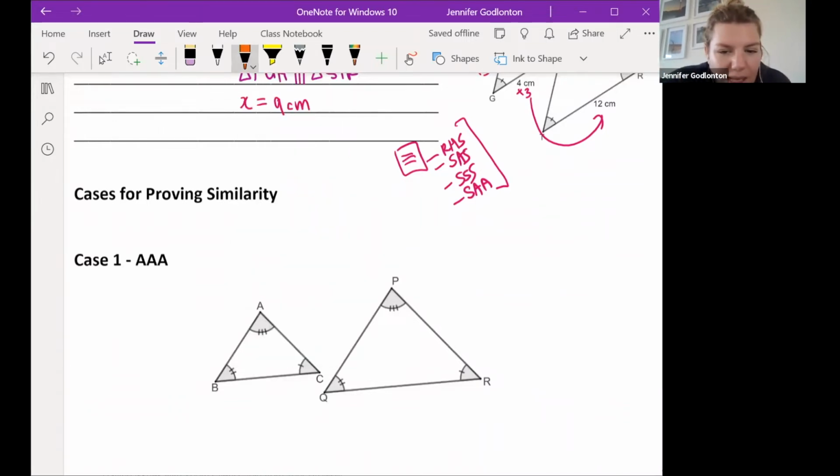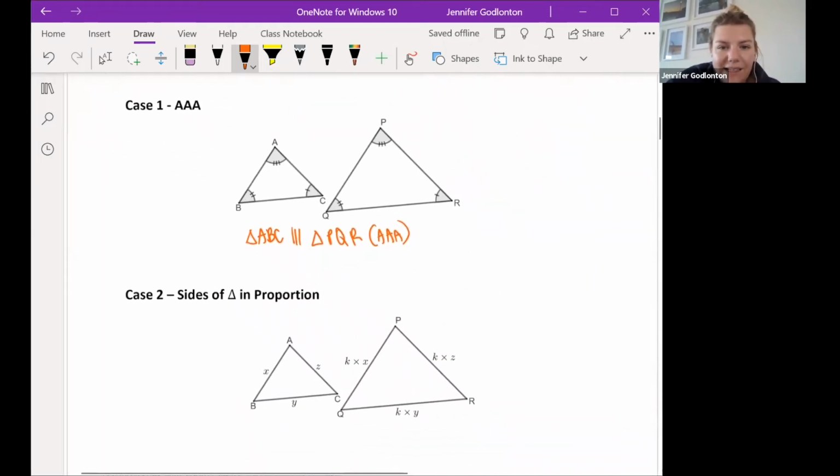Okay, so we've got A, B, C, and PQR. Yeah, I like it. Okay, so we can say triangle ABC is similar to triangle PQR, and our reason is going to be AAA. So all 3 angles are the same as each other. That's how we would write that. So for who was asking earlier about giving the reasons, this is what that would look like. Okay, so that's case of similarity number 1.